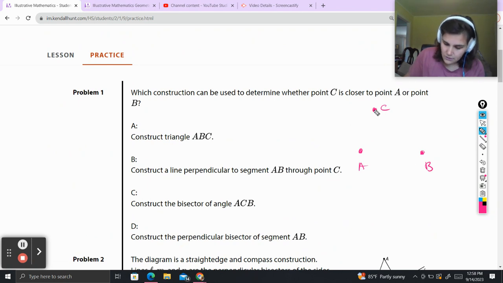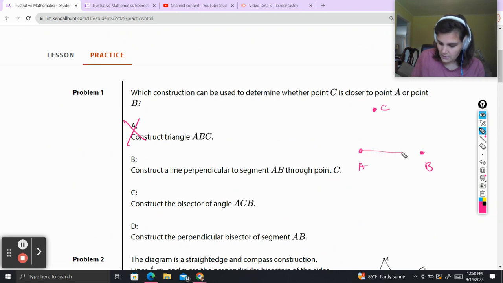Option A, construct triangle ABC. Okay, I did that. Basically, that's supposed to be on B. That doesn't tell us anything about it being closer, so cross it out. Let's try the next one. Cross it out. Construct a line perpendicular to segment AB through point C.